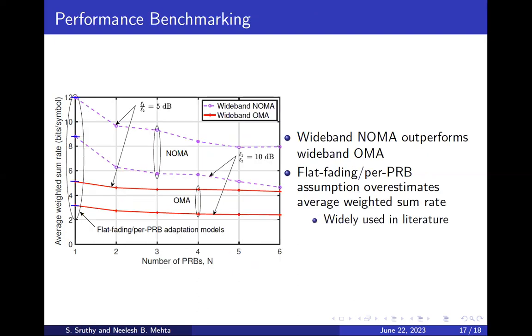Next, we benchmark our proposed method for wideband NOMA with wideband OMA. So here we are plotting average weighted sum rate as a function of the number of PRBs n. As n increases, the average weighted sum rate of both wideband NOMA and wideband OMA decreases. Here, we can see that wideband NOMA outperforms wideband OMA for all L1 by L2 path loss ratios.